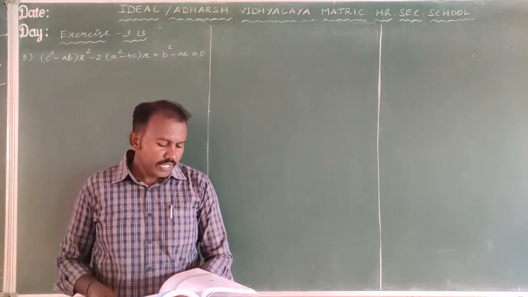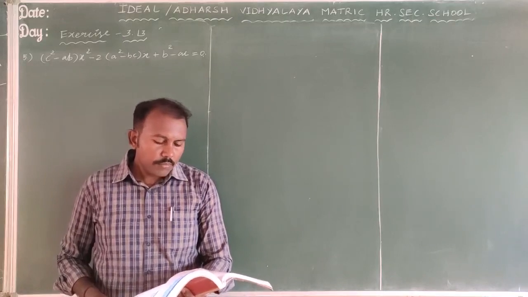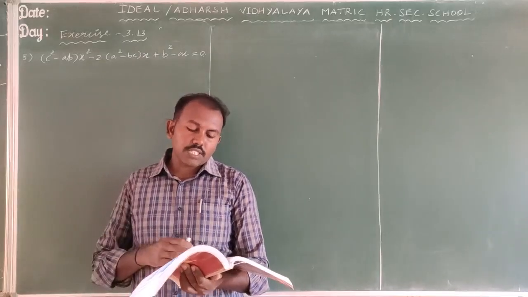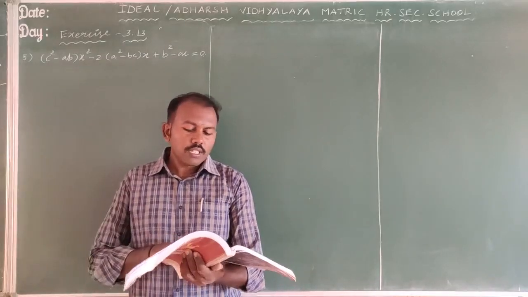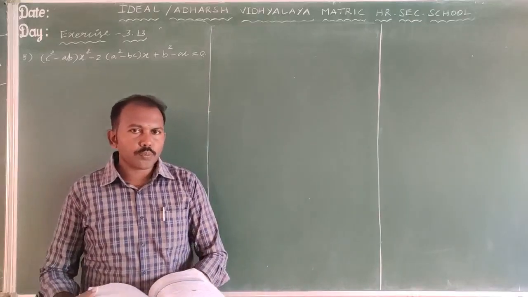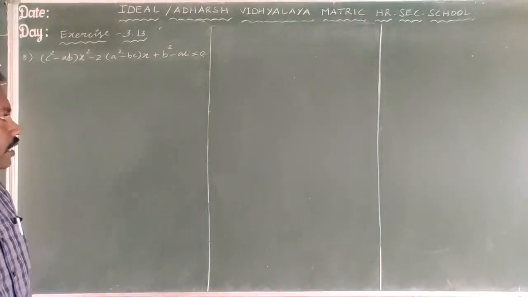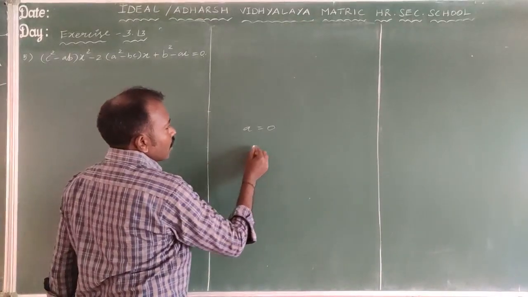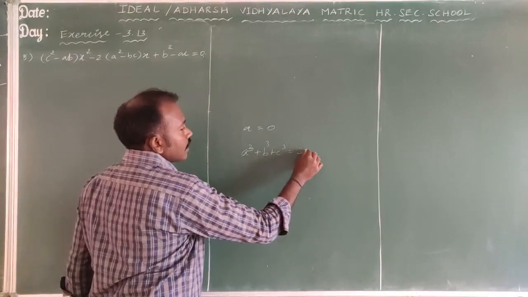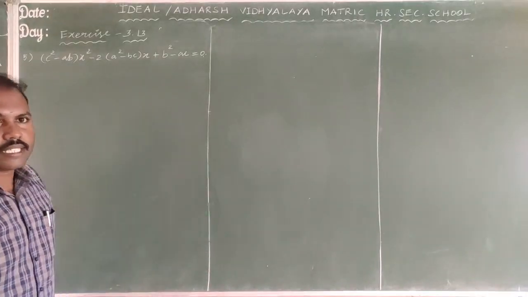Next, the fifth sum. If the roots of the equation (c square minus ab) x square minus 2 (a square minus bc) x plus (b square minus ac) equal to 0 are real and equal, prove that either a is equal to 0 or a cube plus b cube plus c cube is equal to 3abc. To prove this, given the roots are real and equal.